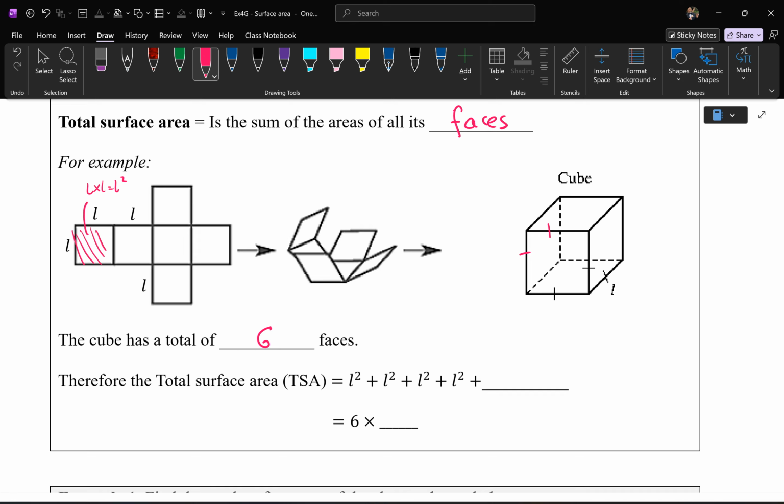How many faces are there? Well, there's 1 over here, L squared, plus another L squared, plus another L squared, plus another L squared, plus another L squared, plus another L squared, which is what this line is saying. So now we have L squared plus L squared plus L squared, so we're just missing 2 more. Or you can write 6 times L squared, and that's the formula for the surface area of a cube.